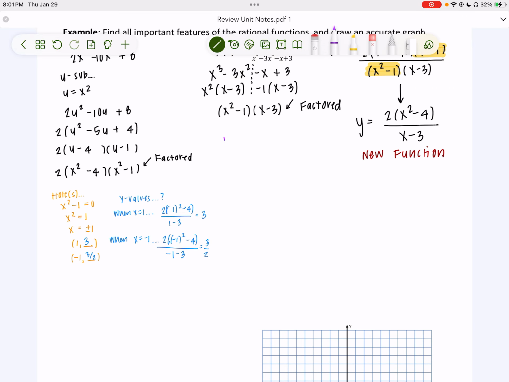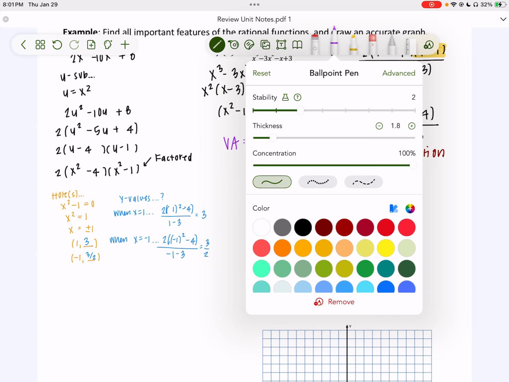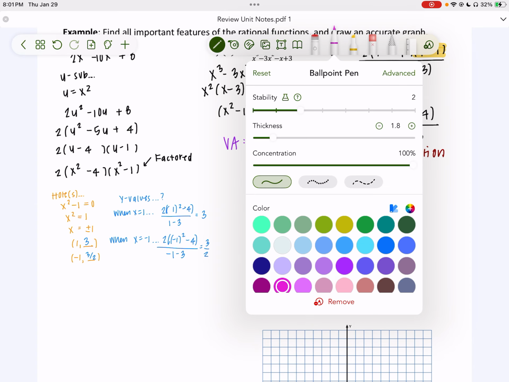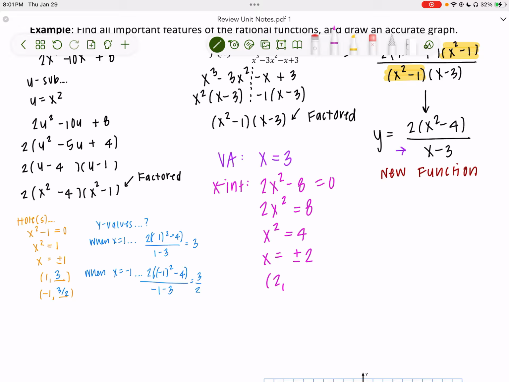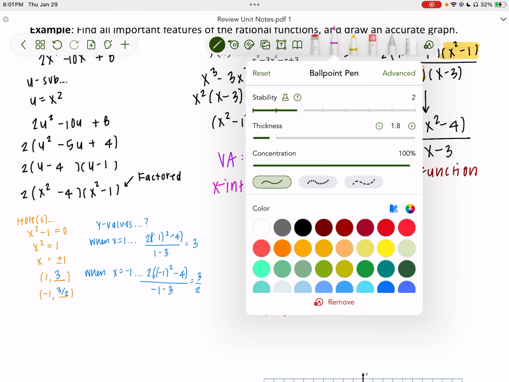Let's work on our vertical asymptote. We can do the vertical asymptote really easily. That just means setting the denominator equal to 0. It's going to be 3. Let's find our x-intercepts. That means let's distribute the numerator. We have 2x squared minus 8 equals 0. And let's solve the numerator. That's going to give us x is equal to plus or minus 2. So that means we have 2, 0 and negative 2, 0 for our x-intercepts. We've done that before.